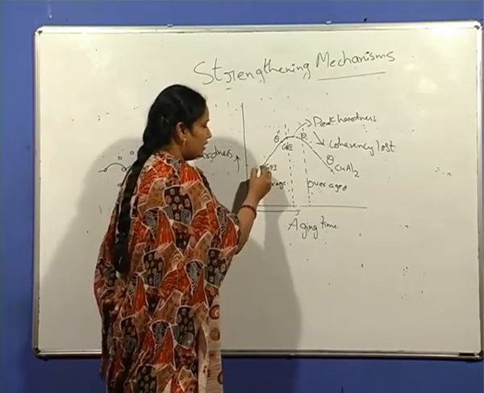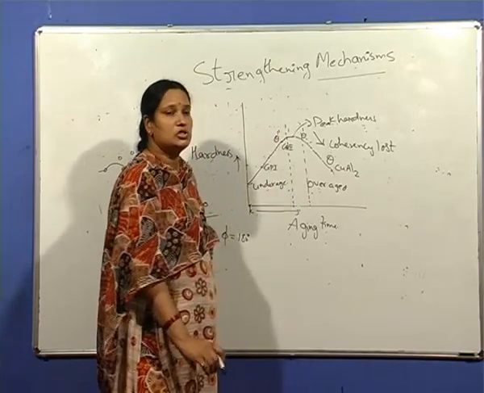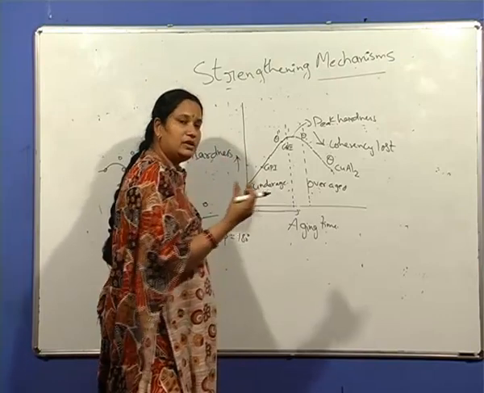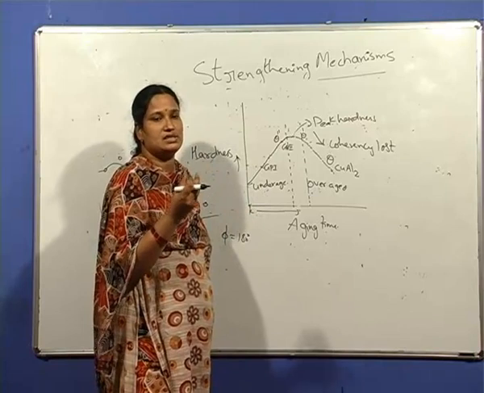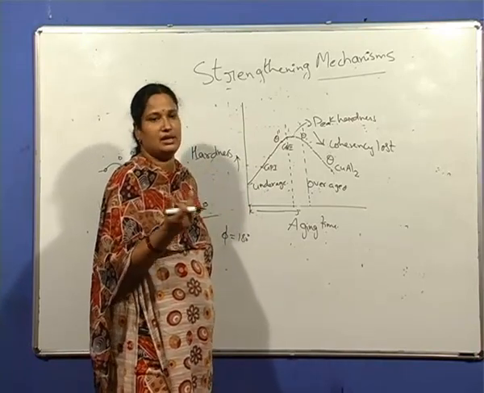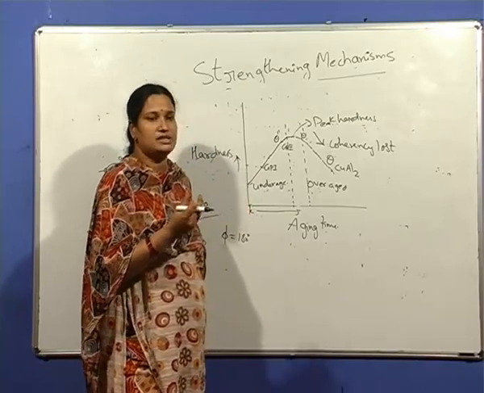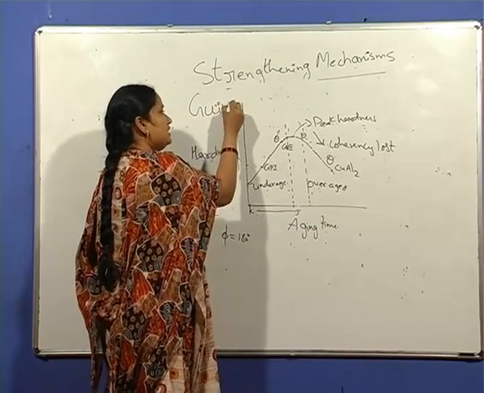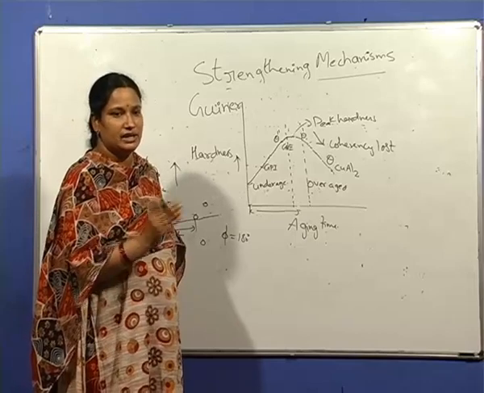With further aging, theta double prime, that is also known as GP2 zones, form. Further larger clusters form. These clusters grow in size to larger lumps, thereby more strains are created. So these clusters are named after the scientists Guinier and Preston, who first observed these clusters by means of X-ray diffraction techniques.